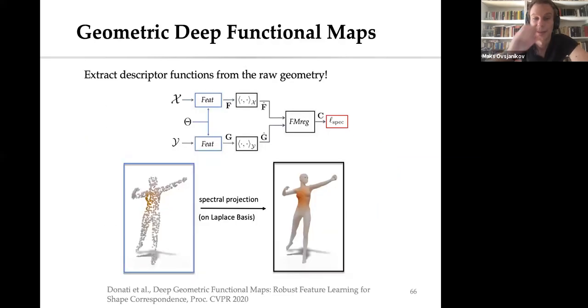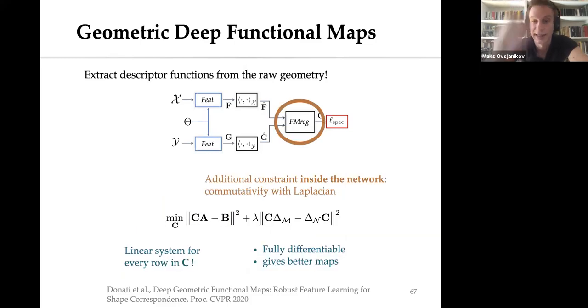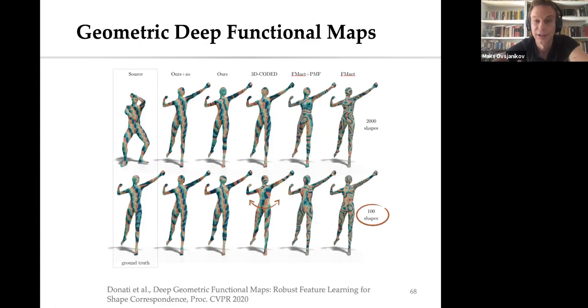So maybe let me skip these results. And finally, let me just mention a very recent result that's not published yet, but it's appearing in CVPR, where we show that you can actually learn descriptors not only by modifying some given descriptors, but by learning from the raw data, from the geometry itself. This is a different architecture that we proposed. And what we show is that you can actually add a regularization inside the network. This is a slightly non-trivial result, and maybe I won't go into detail exactly. This produces very high quality, fully automatic descriptors and high quality correspondences.